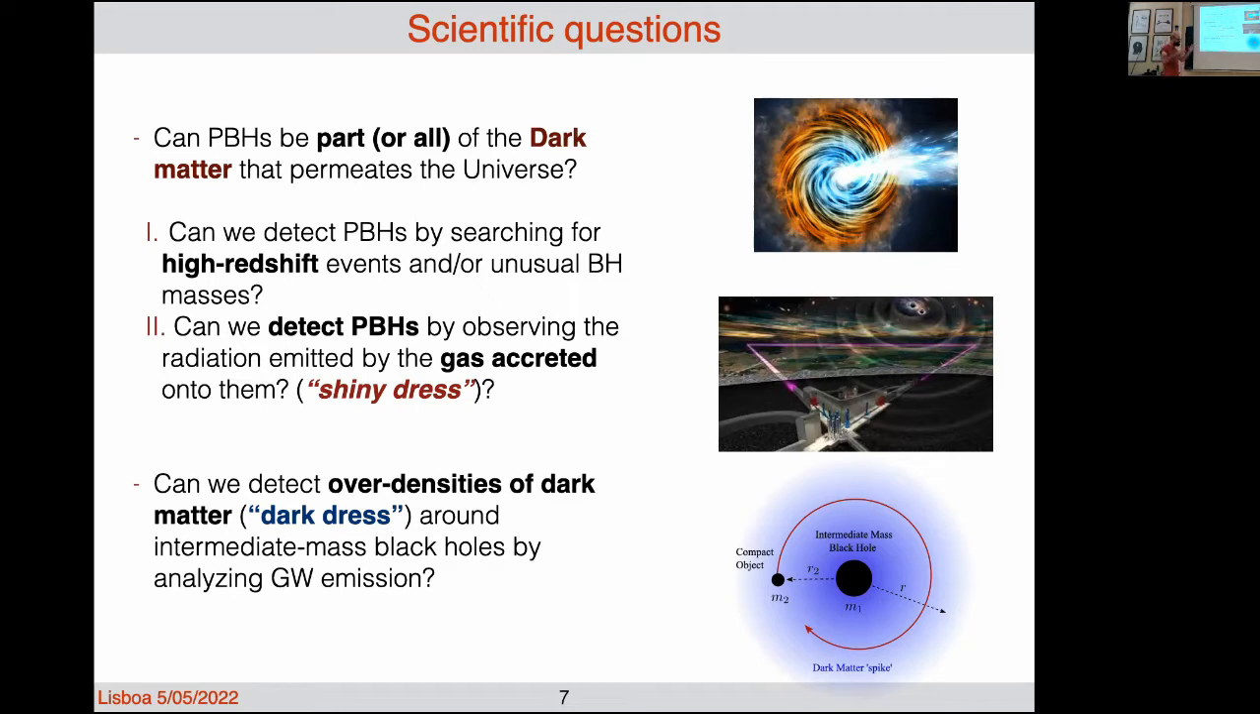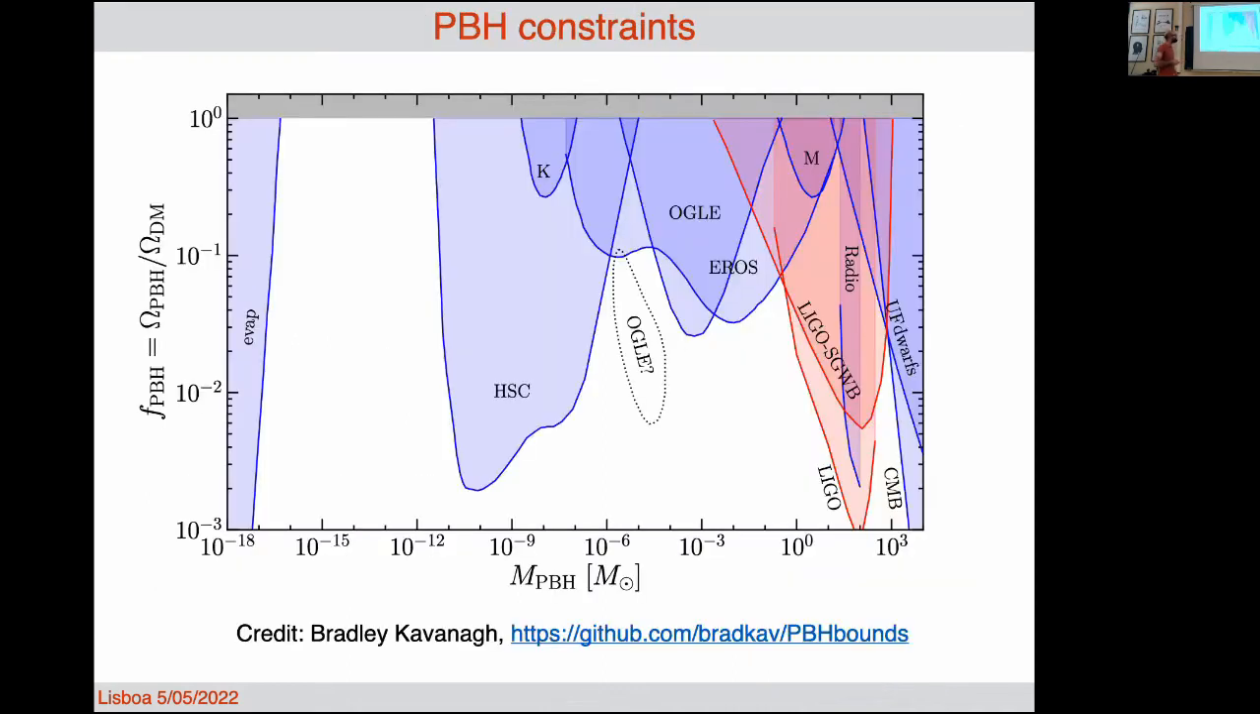So actually, there are many connections. Black holes can be a dark matter candidate themselves, if they are primordial, or you can use black holes as a portal towards the discovery of dark matter, whatever is your favorite dark matter candidate. So the problem is actually very, very complex.